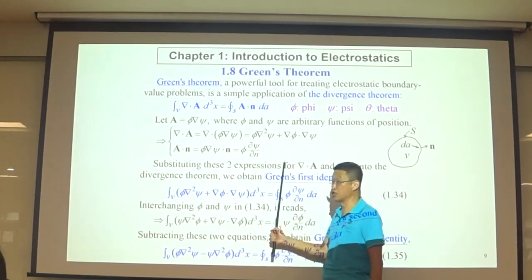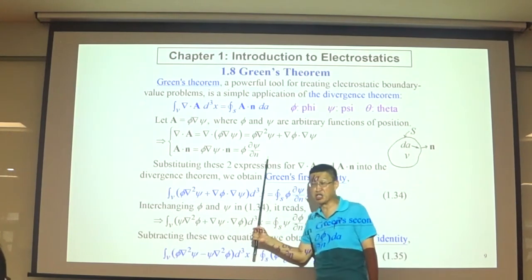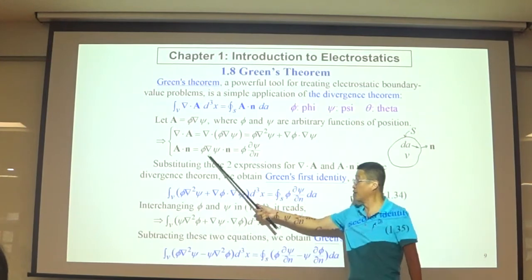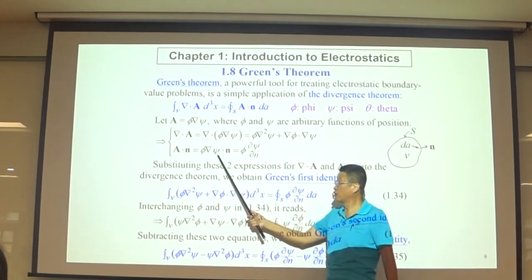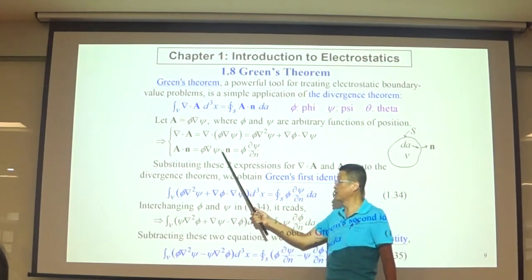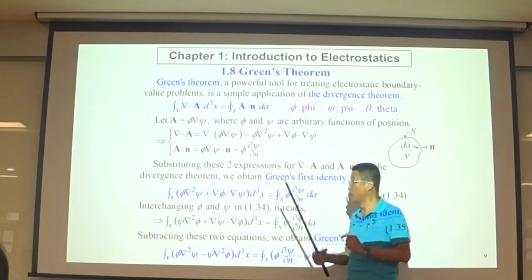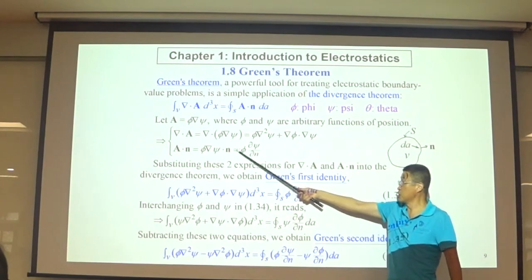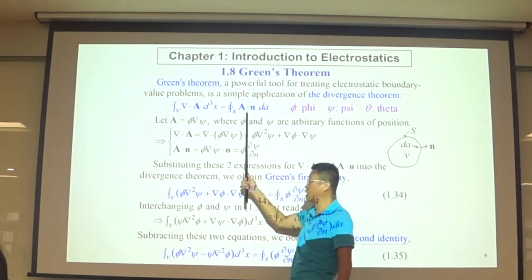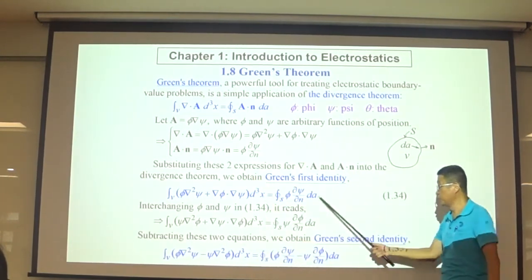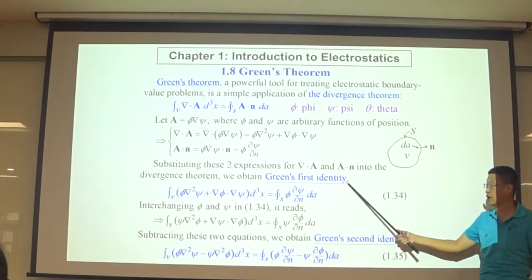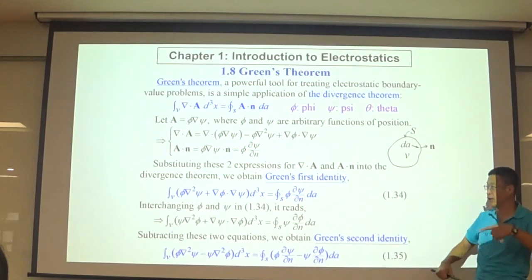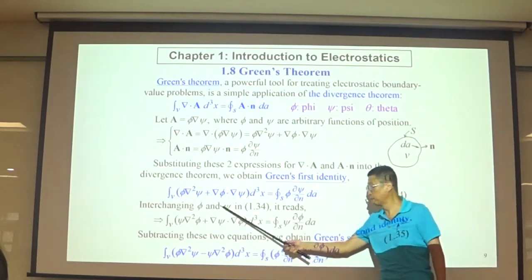Personally, I don't like this notation because it will be easily confused. But this one I know is the normal derivative, phi gradient psi dot n, the normal direction. Okay. Substitute these two into here and here. We got this one. This is Green's first identity. And then we can interchange phi and psi.